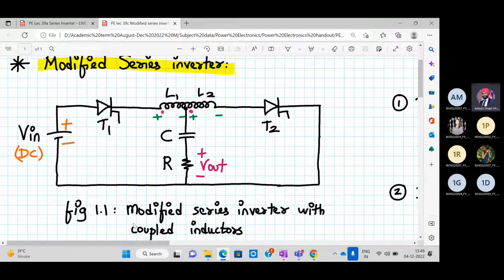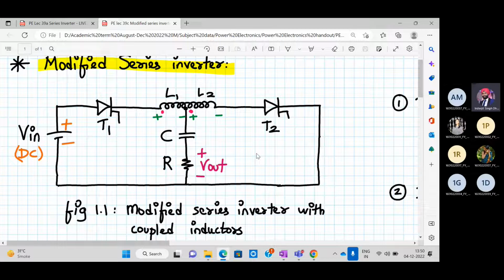Okay, so this is the modified series inverter with coupled inductors. They can ask you this question: explain the basic series inverter, mention its drawback, and draw a circuit which will remove the drawback of the dead-band condition. So this is the modified series inverter.